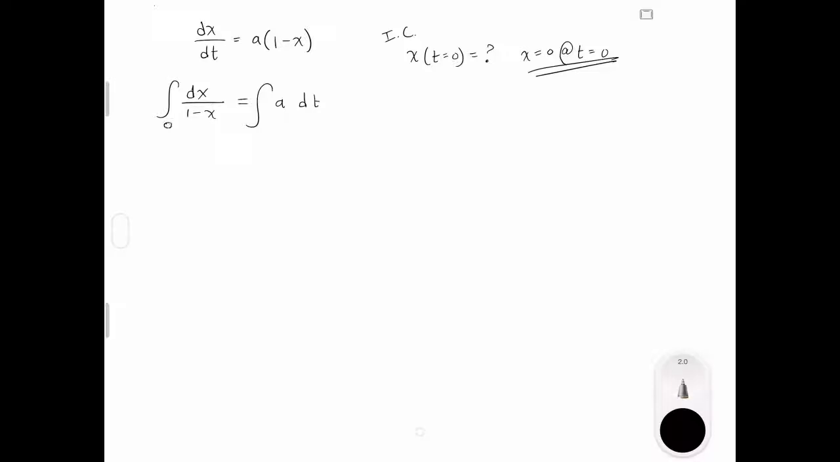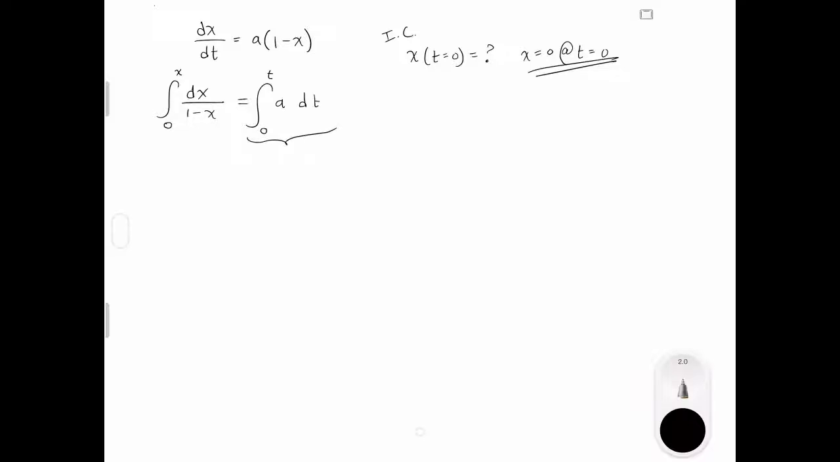So initially x is 0 at time t equals 0, and then we're going to go from conversion of 0 to conversion just arbitrary x, and then from time t equals 0 to some arbitrary time. When we solve this, we'll be able to get x as a function of t. Okay, so now we integrate.